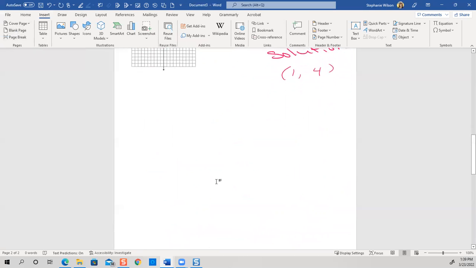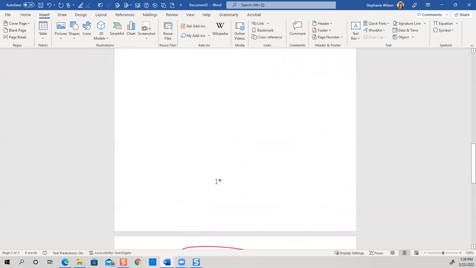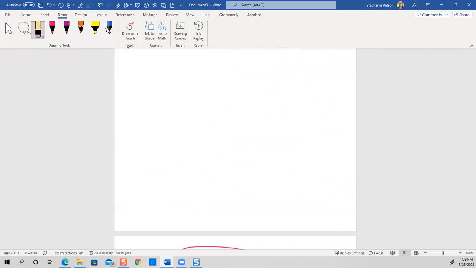All right, let's do elimination method. And I have an example I'd like to do. 3x minus 4y is equal to 1. 2x plus 3y is equal to 12.